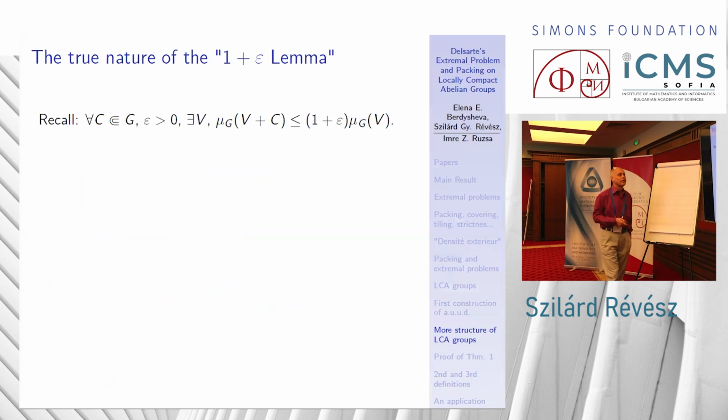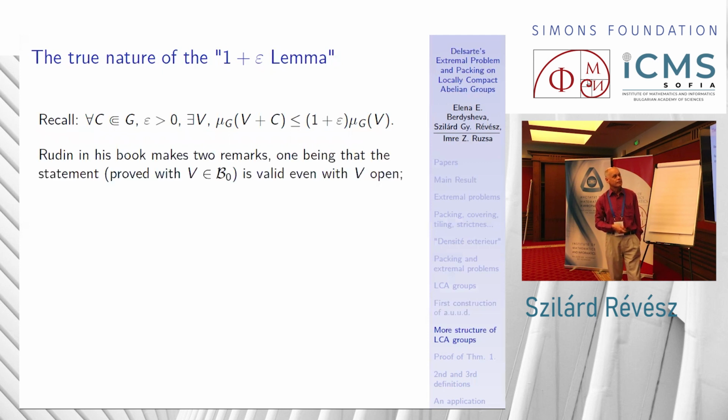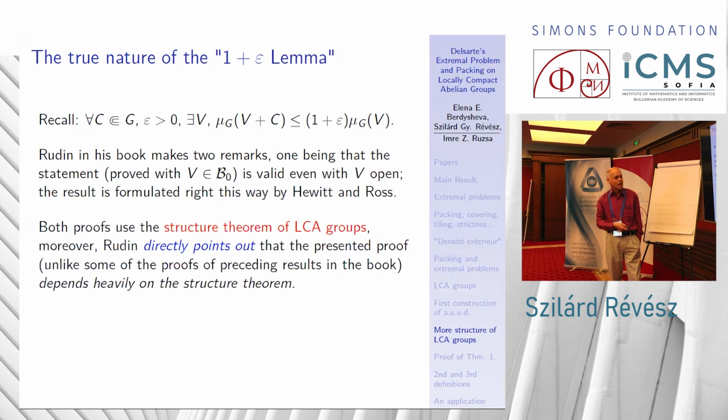So, recall what the lemma said. It was the statement. And Rudin makes 2 remarks, one being that one can get this with an open set V, but his proof does not give it. Hewitt and Ross prove it with an open set. And both proofs rely on the structure theorem of locally compact abelian groups, and even Rudin directly points out that the presented proof depends on it.